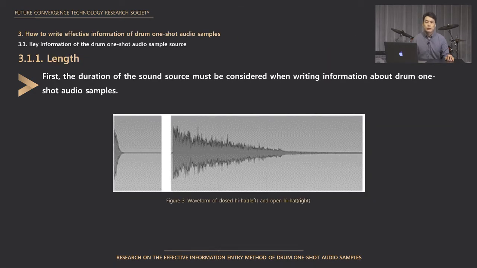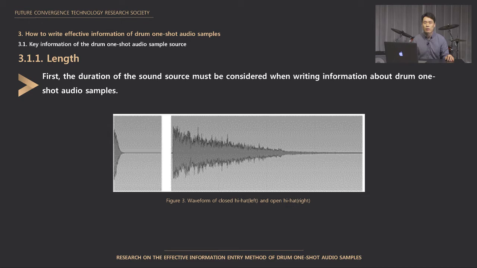First, the duration of the sound source must be considered when writing information about the one-shot audio sample. In particular, in the case of the highest cymbals, the closed hi-hat and the open hi-hat have similar elements such as pitch and overtone. But the difference in duration is large as shown in figure 3. Note that the duration of the sample may differ from the length of the entire sound source.